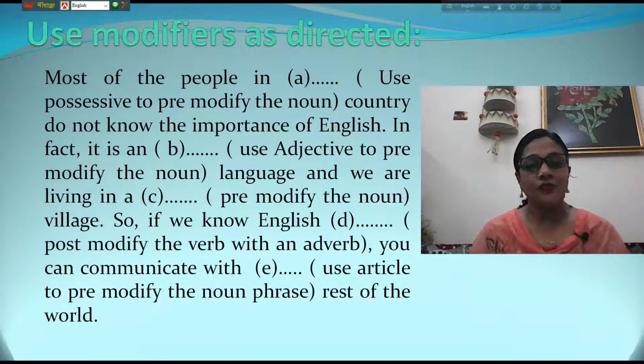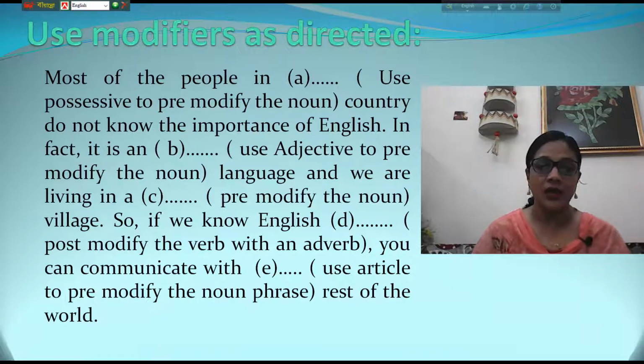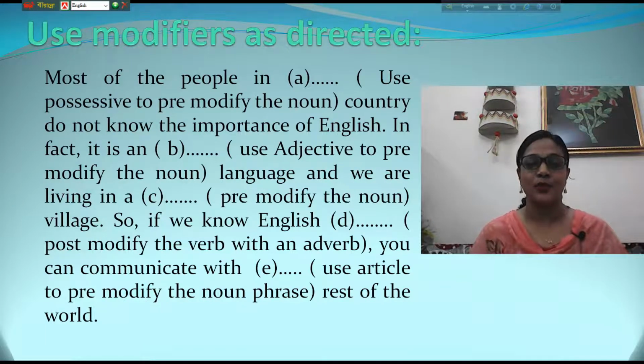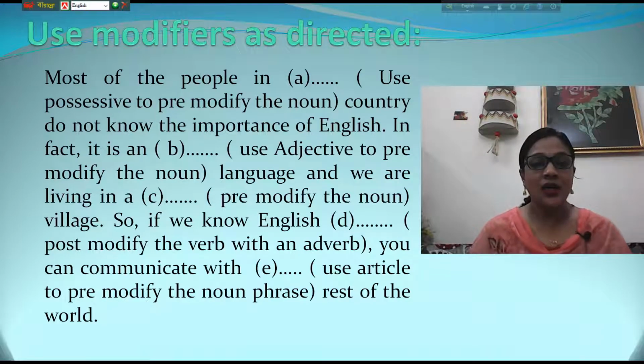So, if we know English, post modify the verb with an adverb. অর্থাৎ এই D নাম্বার গ্যাপে আমাদেরকে একটা adverb ব্যবহার করতে হবে যেটা ভার্বকে পোস্ট মডিফাই করবে। So, if we know English well, you can communicate with, here এখানে তোমরা E নাম্বার গ্যাপ দেখতে পাচ্ছ এবং এখানে আমাদেরকে ব্যবহার করতে হবে use article to pre-modify the noun phrase. আর্টিকেল ব্যবহার করতে হবে। Rest of the world, তাহলে আমরা কি আর্টিকেল ইউজ করতে পারি এখানে? You can communicate with the rest of the world.